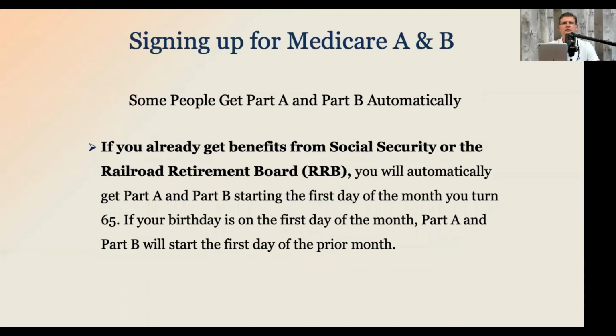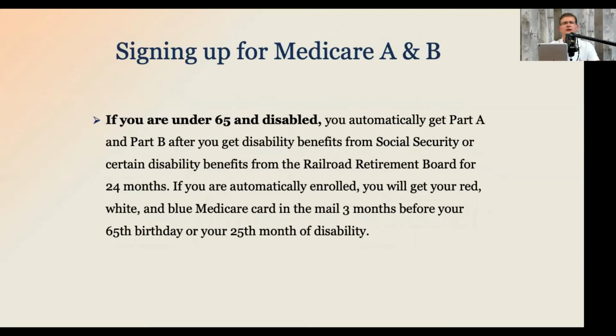Signing up for Medicare A and B. Some people will get Part A and Part B automatically if you already get benefits from Social Security or the Railroad Retirement Board. You will automatically get Part A and Part B starting the first day of the month you turn 65. And if your birthday is on the first day of the month, Part A and Part B will start the first day of the prior month.